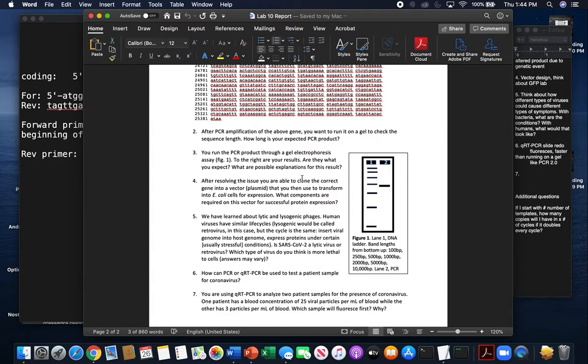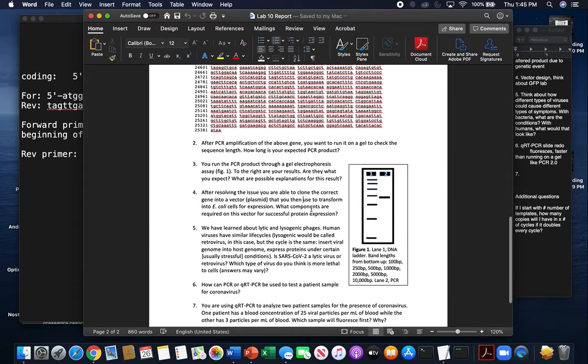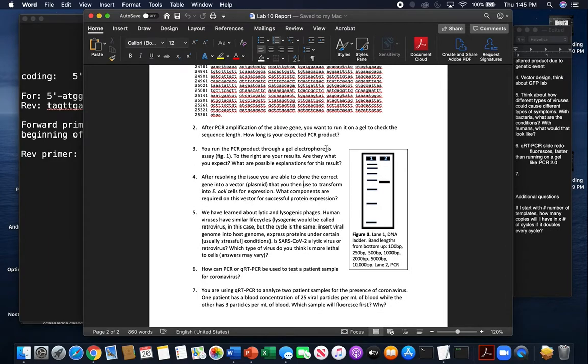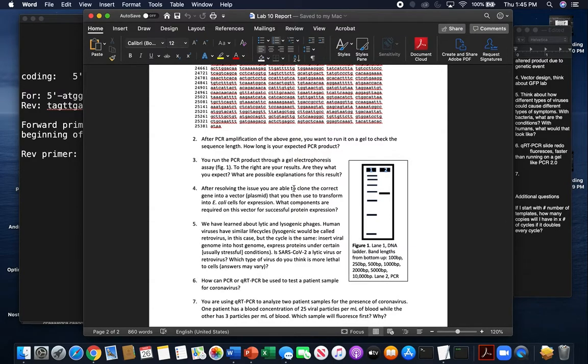For number 3, I didn't explicitly explain the answer to this question in my slides. But if you get a PCR product that is not the length expected, assume that you did everything absolutely correctly, but it still came out a different length than what you expected. Assume that there was a genetic cause to that. So something happened in the gene that made it shorter than expected. So what could happen that would cause that?